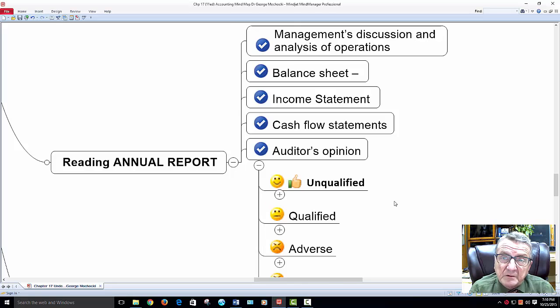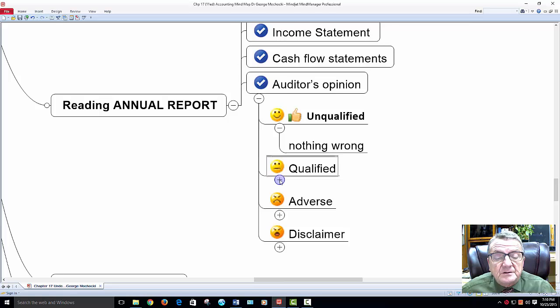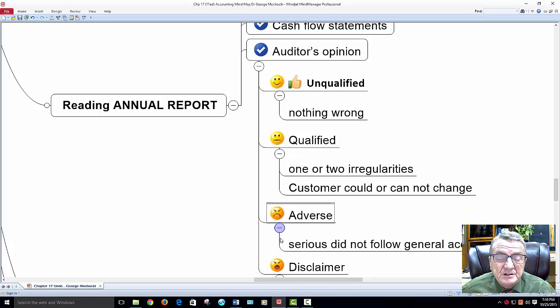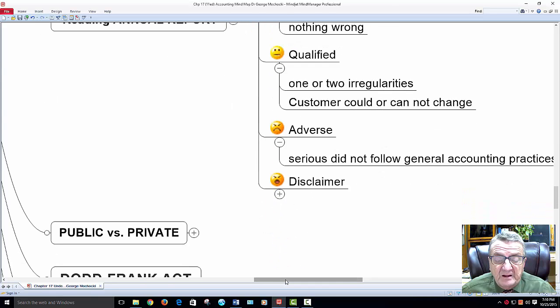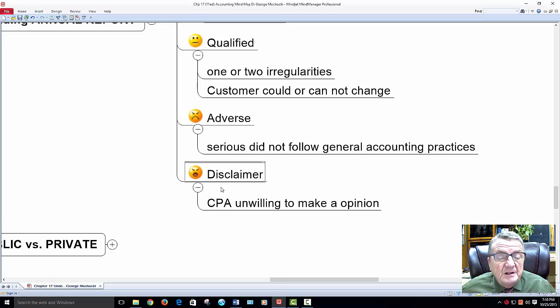It's also done with an outside auditor that I have to pay, but they come in and audit my books. They'll give me an unqualified opinion, which basically means nothing's wrong. A qualified opinion means one or two irregularities, which the customer could or could not change. Adverse means serious, you did not follow general accounting practice. You had issues there, and usually the government comes in afterwards. Disclaimer means they're unwilling to give an opinion.